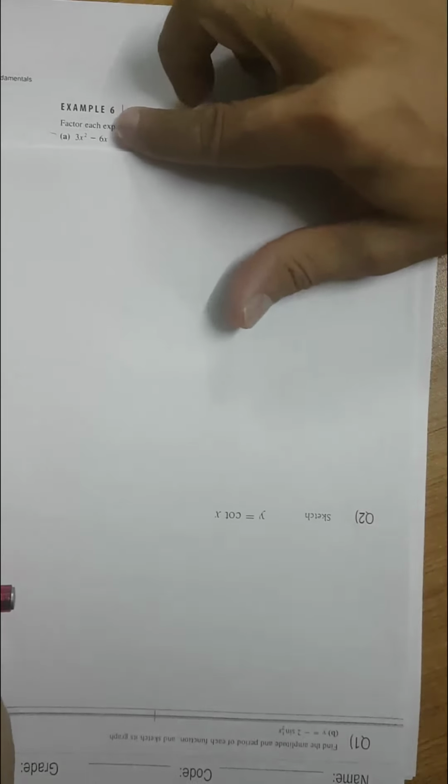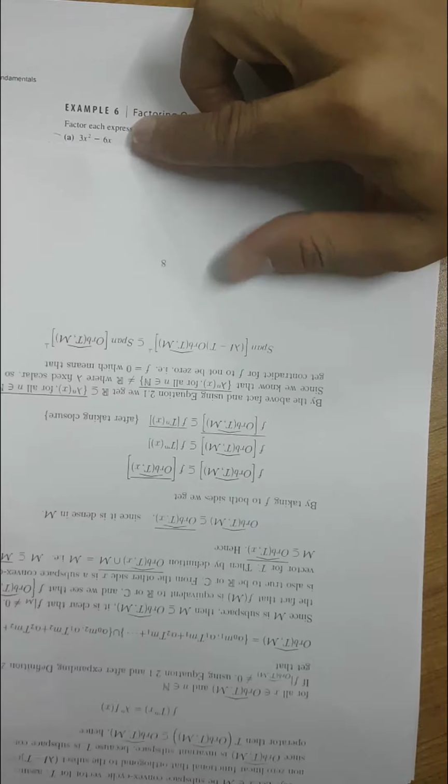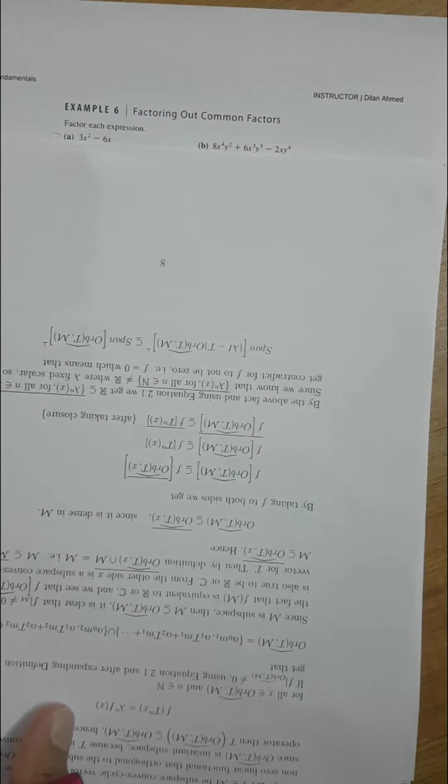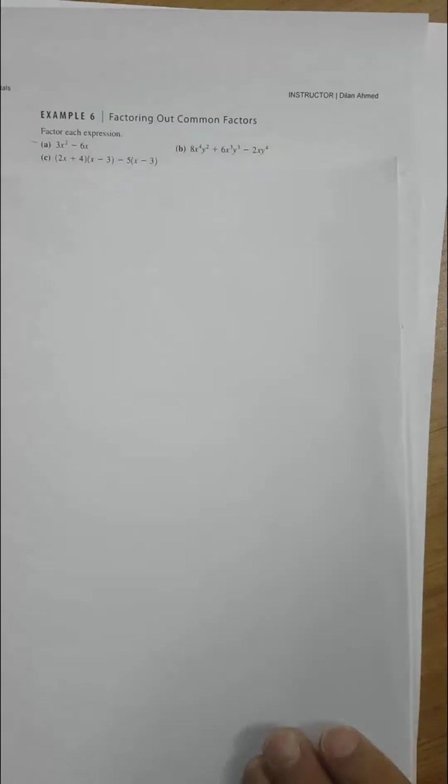So factor out common factor. Factoring out common factor means find the common factor. What do you mean by finding the common? It means that if there is something here, please try to find the factor of them. So there's your example 3x squared, example 6, page 23, A.